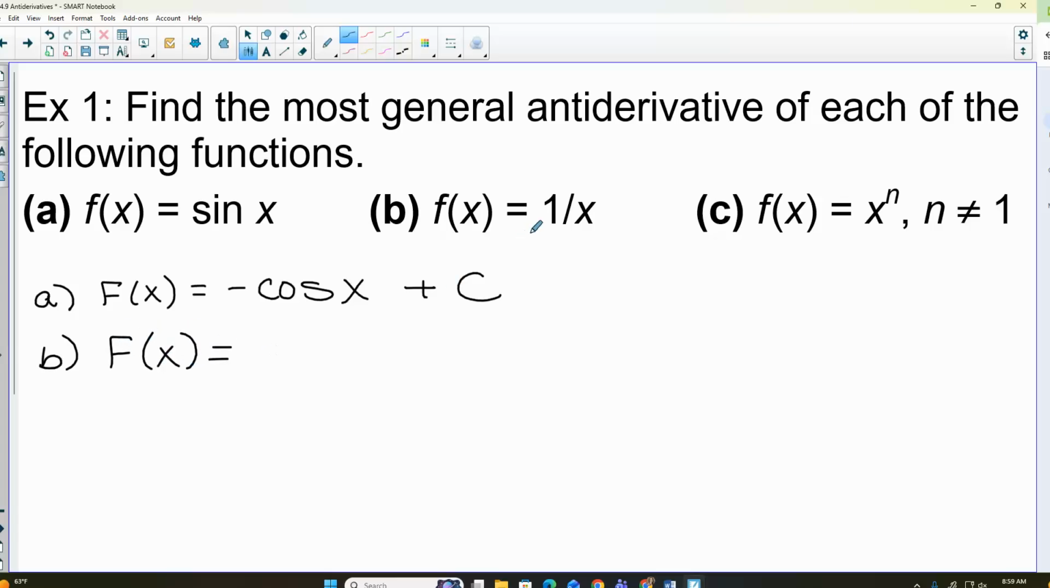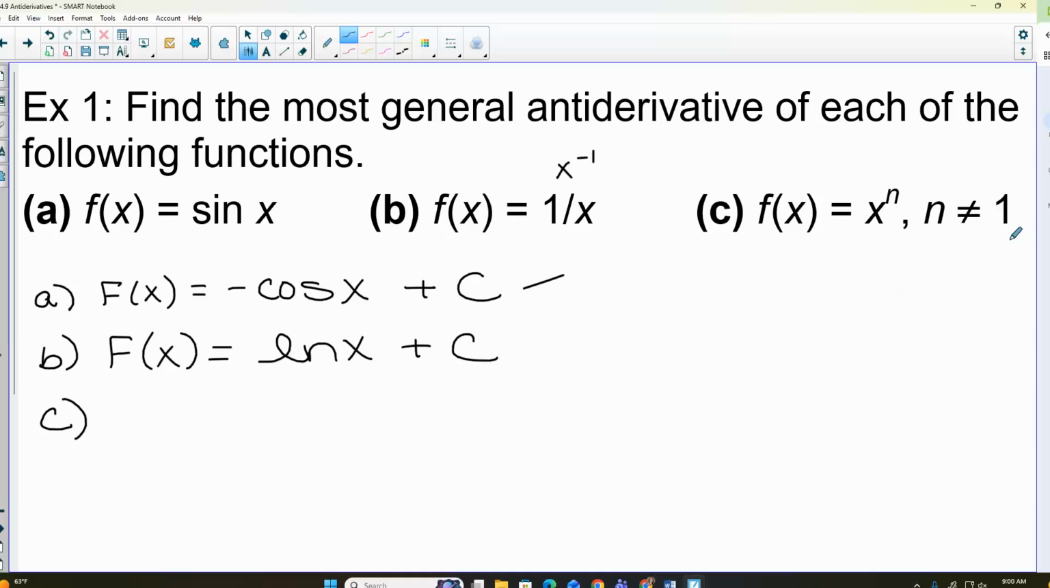1 over x. What has a derivative of 1 over x? And we have to do the natural log. If you wrote it without exponents, x to the negative 1, what happens if you add 1 to that power? You get x to the 0. So we know that that's not going to work. It's not just the power rule that got us here. So that's the natural log.